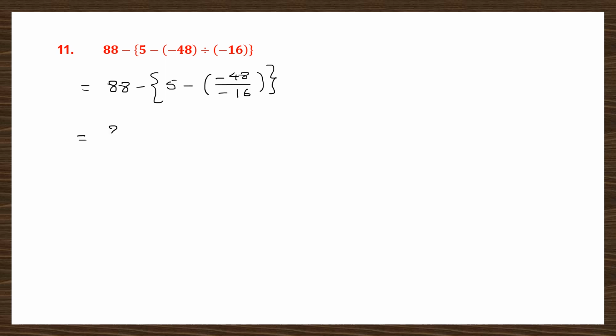So this will be 88 minus curly bracket 5 minus, now let's work out this minus 48 divided by minus 16. First let's work on the signs. Here we have minus and minus. When the signs are the same, the quotient will be positive, because it's division. We are talking about the quotient. So here the quotient is positive because the signs are the same.